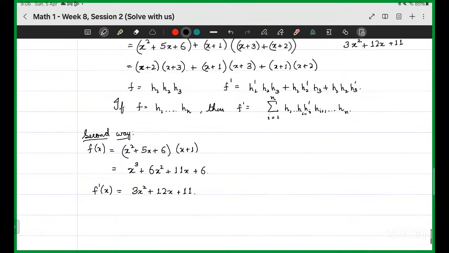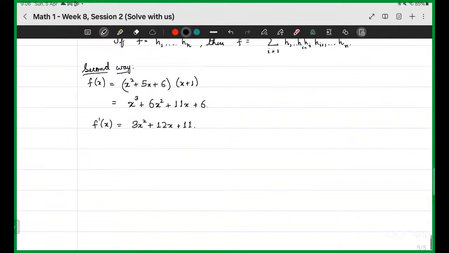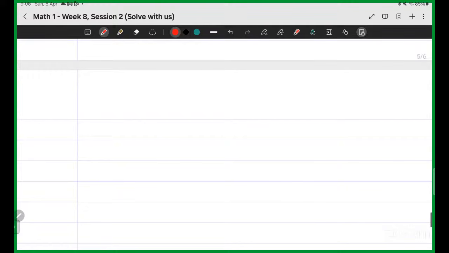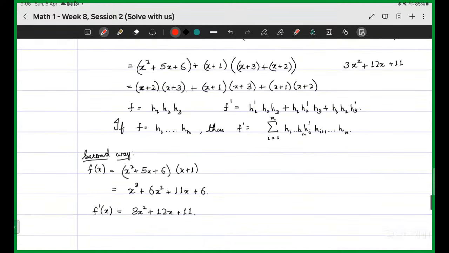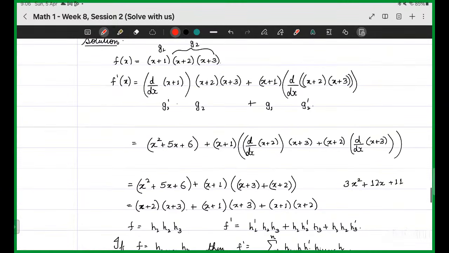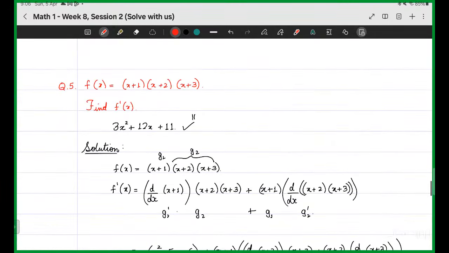So that's the derivative. I hope there are no doubts, and we'll go to the next one. Can we apply here the basic derivative principle, the first principle? You can, but it would be complicated, not hard computationally.